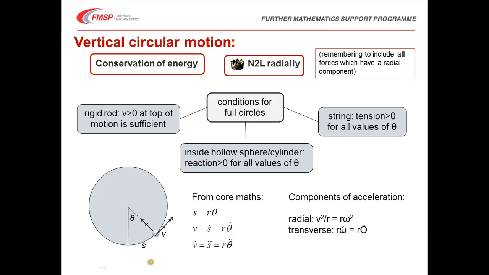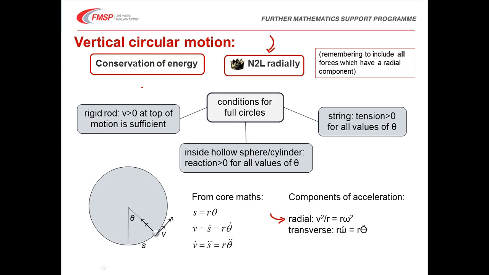Okay, so let's go ahead and have a look at the vertical circular motion section. Again, in vertical circular motion, we're using some of the ideas that we had in our horizontal circular motion. The idea of acceleration towards the centre continues, so our radial acceleration here, v squared over r, or r omega squared, is just the same as it was for the horizontal circular motion. And we're also using Newton's second law in the radial direction, just as we were in the horizontal motion as well.